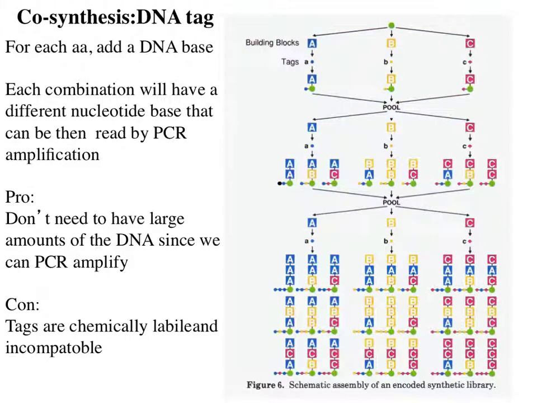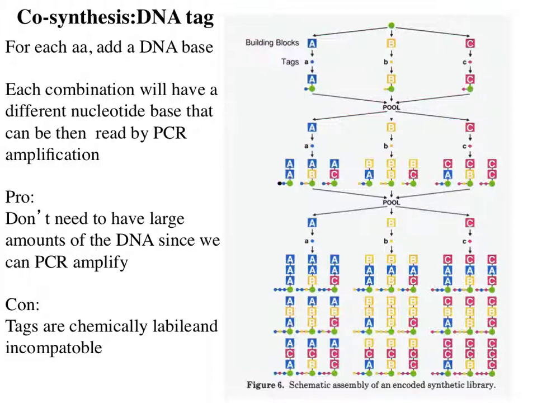You can co-synthesize a tag, in this case a DNA tag, so that for each amino acid you're adding a DNA base. Each combination will have a different nucleotide base that can be readily read by PCR amplification. And so in this case, as you're adding your building block, you're also adding your DNA tag, so that on your bead you have both your peptide or your amino acid and then your DNA.